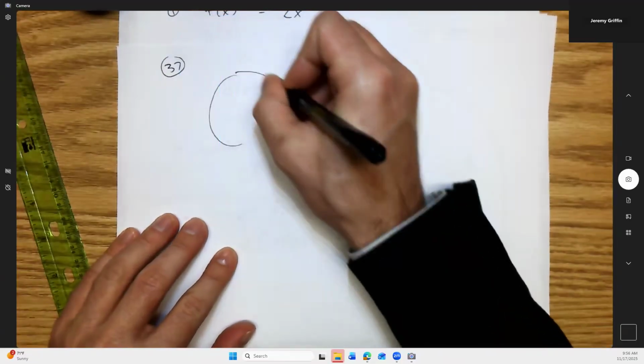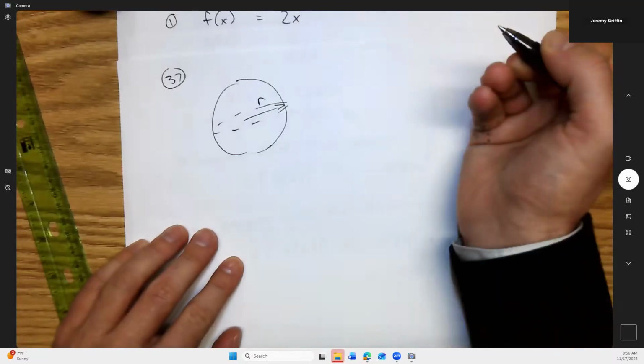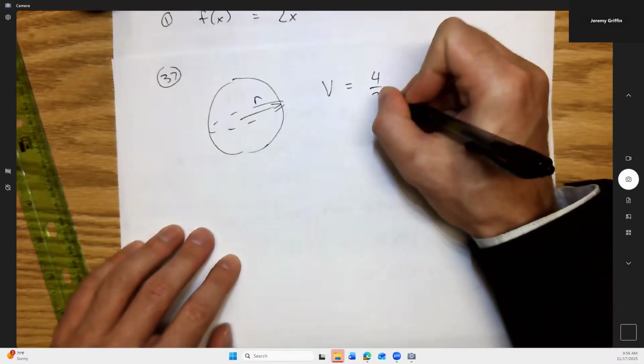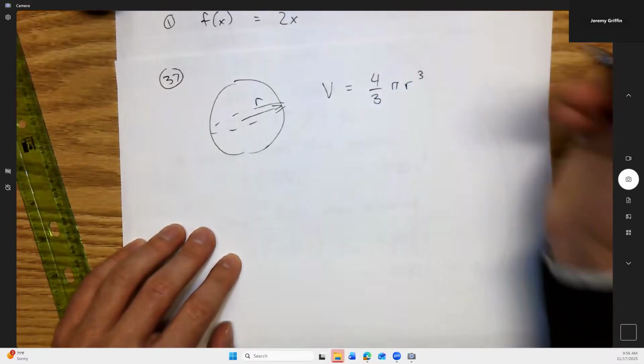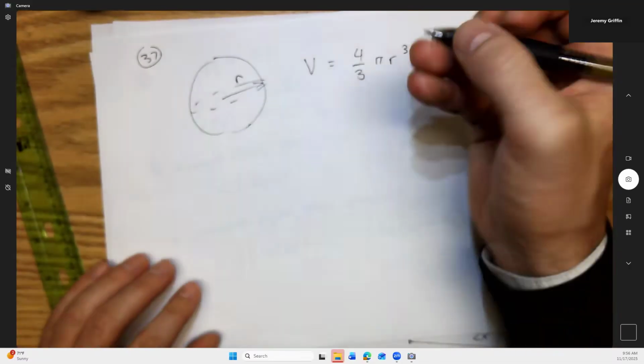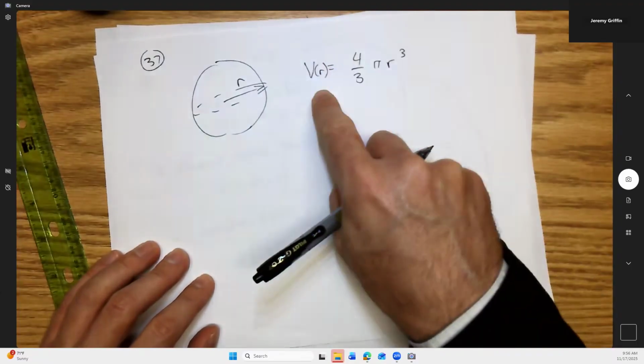So here's your weather balloon. It's 3D. It's got some radius r. And I know the volume of the sphere, in this case the balloon, is 4/3 pi r cubed. Isn't that the volume of a spherical weather balloon? Volume is a function of radius. V is a function of r.